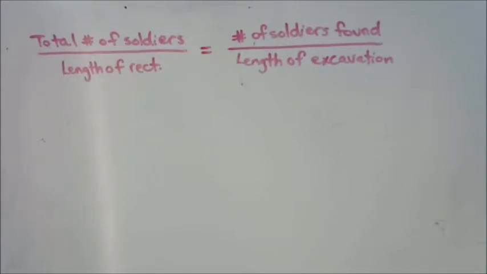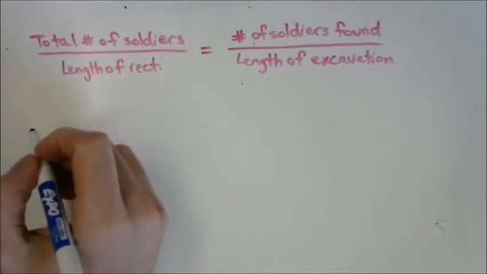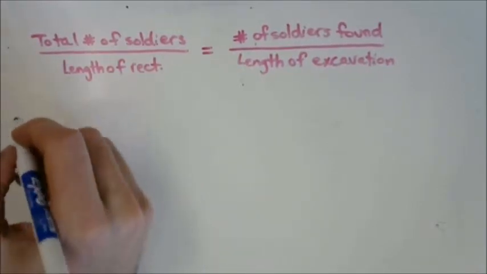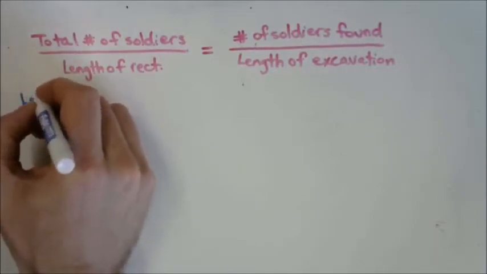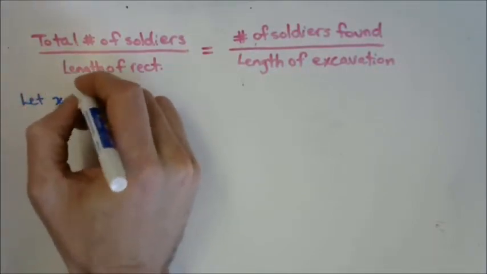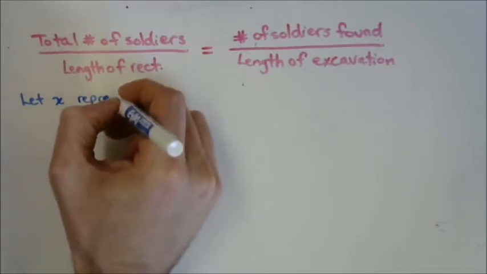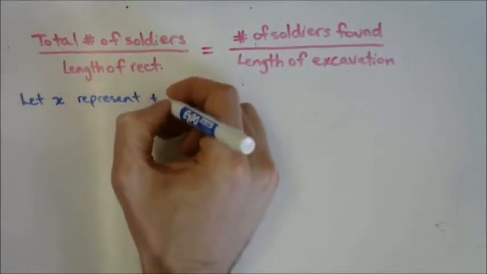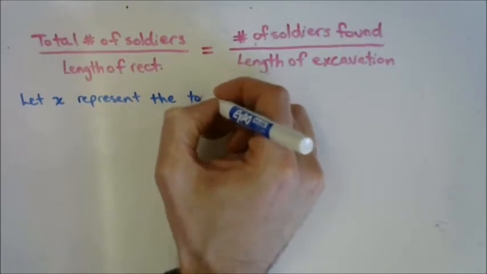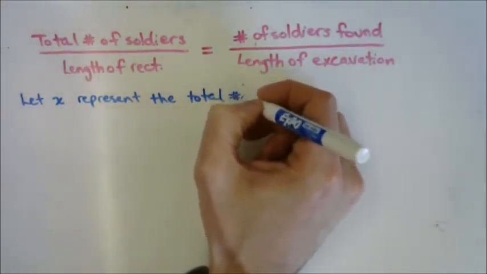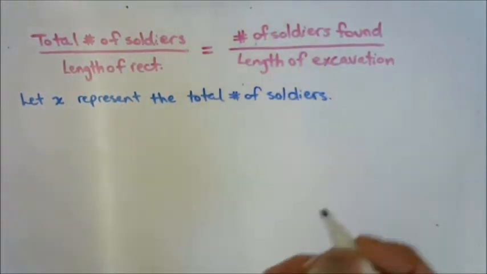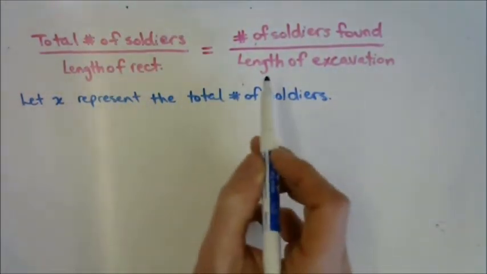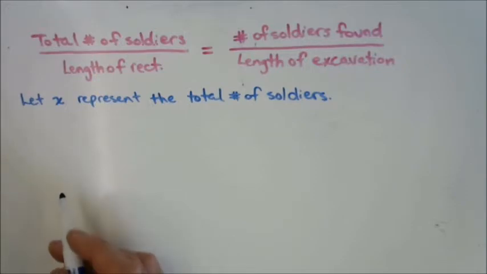So this is going to be turned into an algebra statement as long as we first introduce a variable. We're going to use the variable x, the most commonly used variable in algebra, and we are going to let x represent the total number of soldiers. And that makes sense to do, because that's what we're trying to find out. That's the only part of this proportion that we don't already know.